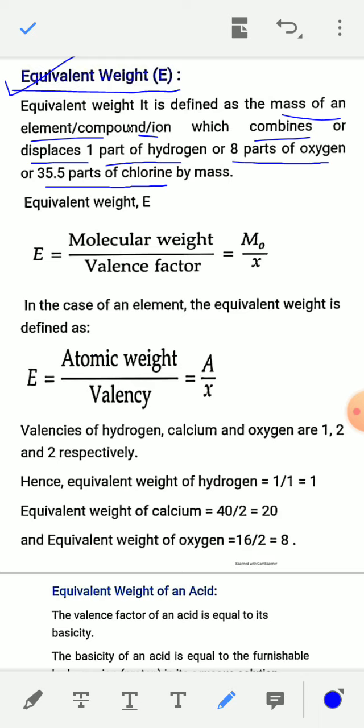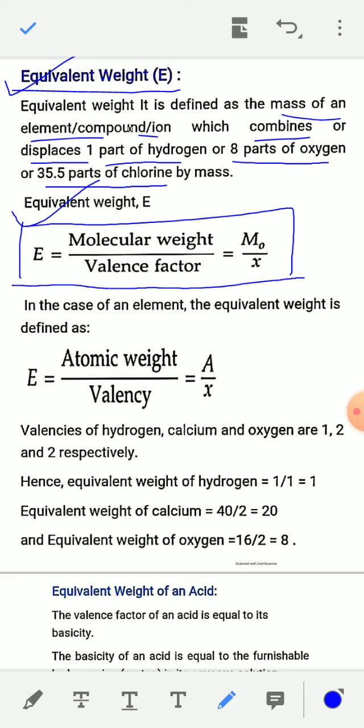You can calculate equivalent weight using different formulas. Equivalent weight is equal to molecular weight divided by valence factor. You can get the value of equivalent weight of an element or compound using this formula. This is for a molecule. If molecular weight is M0 and x is the valence factor, then the equivalent weight of the molecule is M0 by x.